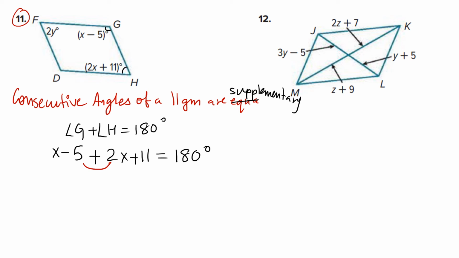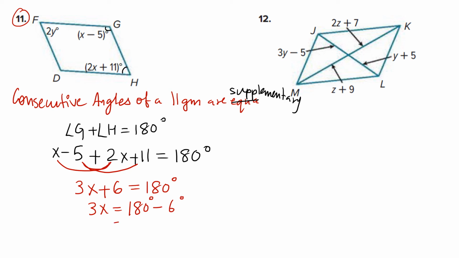These x will go with 2x to give you 3x. Minus 5 will go with 11 to give you plus 6. So this is going to be equal to 180 degrees. 3x is going to be equal to 180 minus 6 degrees. So this is going to be 174 degrees. That is 3x. So you need x. That means you are going to divide by 3. So 174 divided by 3 is going to give you 58. So x is 58 degrees.